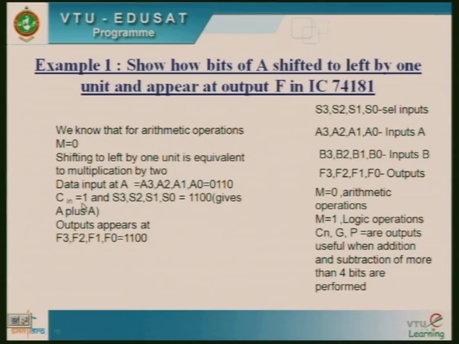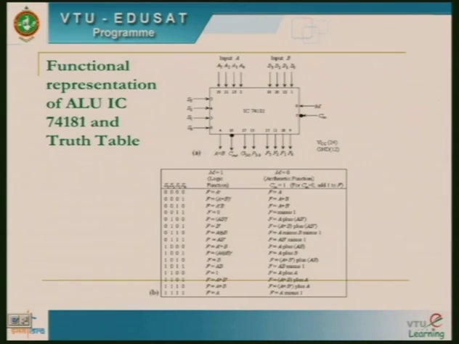Since I am performing arithmetic operations, I need to make Cin 1. My selection lines are 1, 0, 0. What is this 1, 0, 0? According to the previous table, you can just see here.